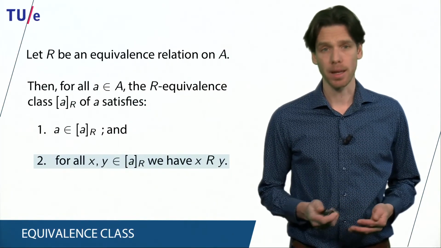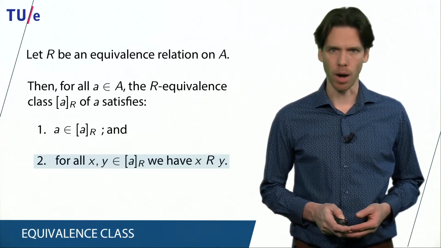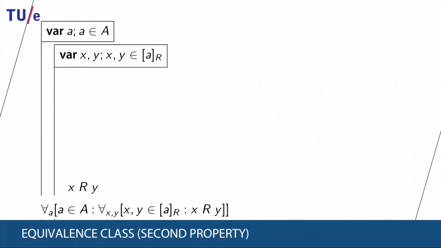We proceed to prove the second property. Every two elements of an equivalence class are related according to R. We first state the property as a formula with quantifiers. Note that it involves two universal quantifications. To establish these universal quantifications, we first declare an arbitrary element a of the set A, and declare two arbitrary elements x and y of the equivalence class of a. The goal is then to prove that x and y are related according to R.